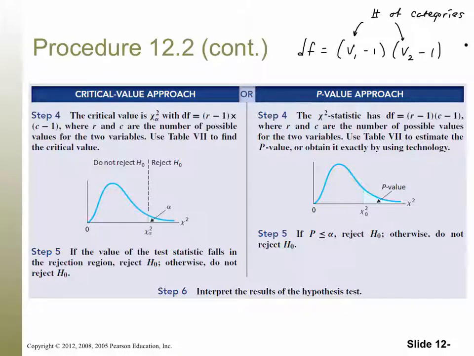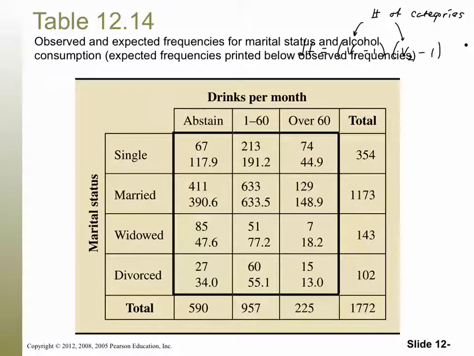So what would the degrees of freedom be for the example that I showed back here? This one. What would the degrees of freedom be? So how many categories here? 4. Subtract 1. How many categories here? 3. Subtract 1. So it'd be 3 times 2, or 6 degrees of freedom for this chi-square test. 1 less than each, and then multiply.